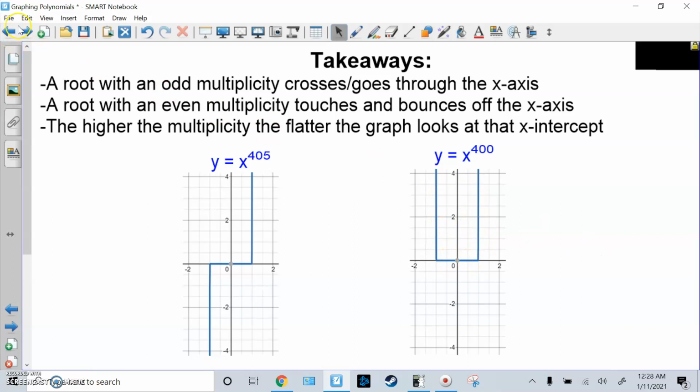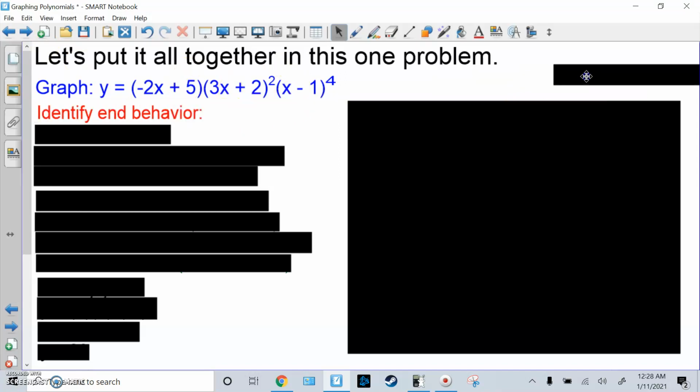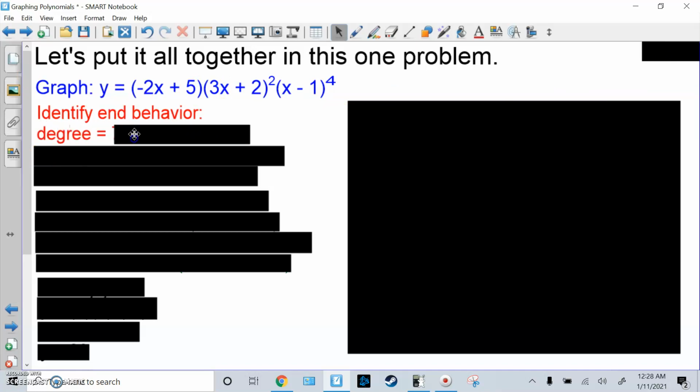All right, let's put this all together in one problem. So we're going to graph y equals all of this. The first thing I would do is identify the end behavior, so we're going to find the degree first. There's 4 of these, 2 of these, 1 of these. So this has x to the 4th power, this is x squared, this is x. x to the 4th times x squared is x to the 6th, times the next x is x to the 7th. Degree is 7, that is odd.